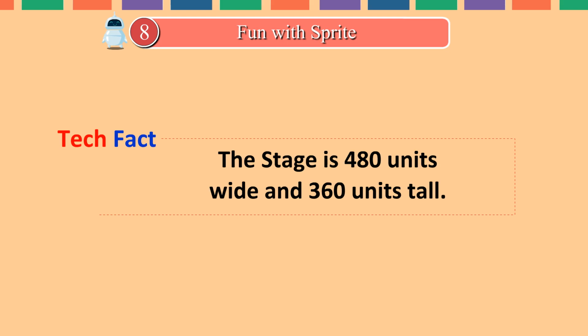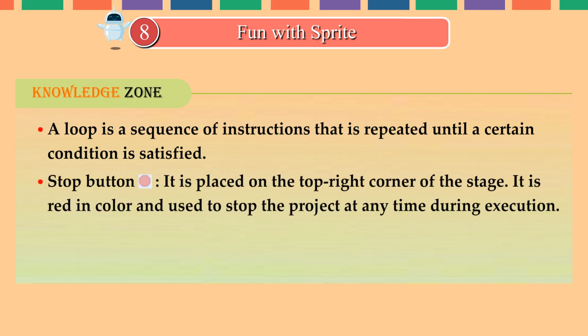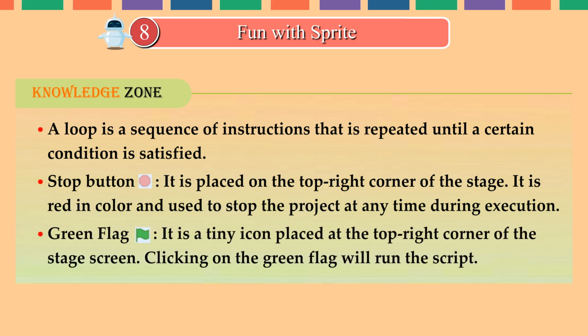Tech fact: the stage is 480 units wide and 360 units tall. Knowledge zone: a loop is a sequence of instructions that is repeated until a certain condition is satisfied. Stop button: it is placed on the top right corner of the stage. It is red in color and used to stop the project at any time during execution. Green flag: it is a tiny icon placed at the top right corner of the stage screen. Clicking on the green flag will run the script.